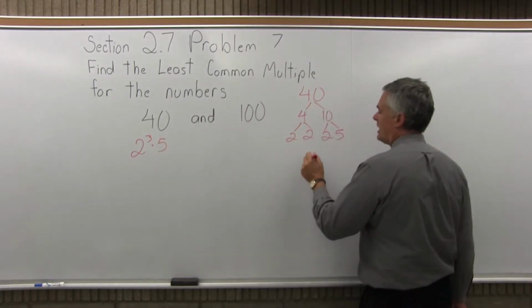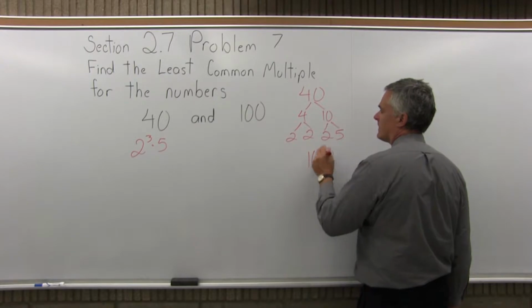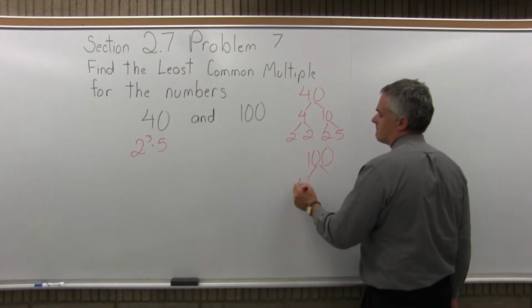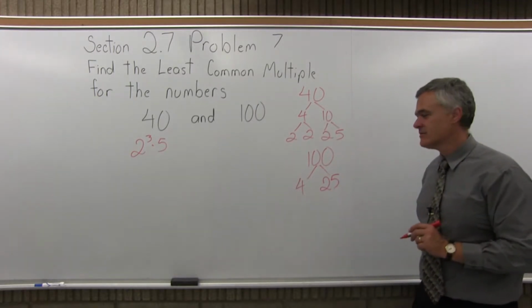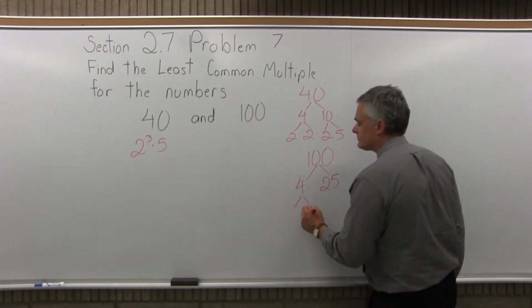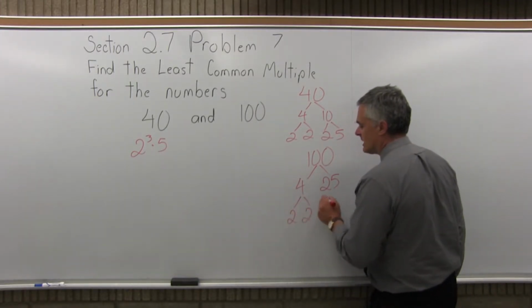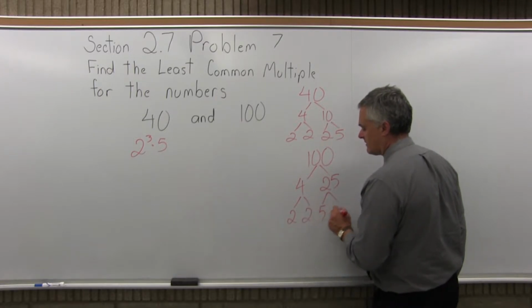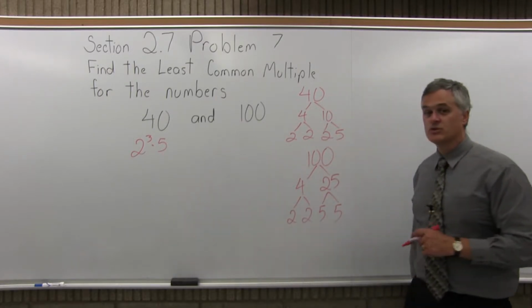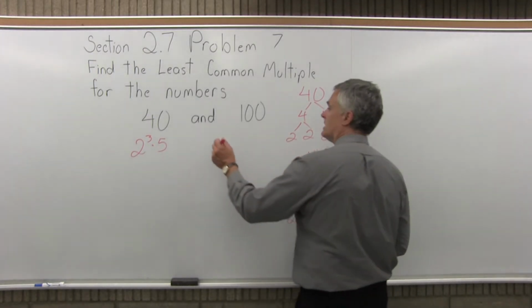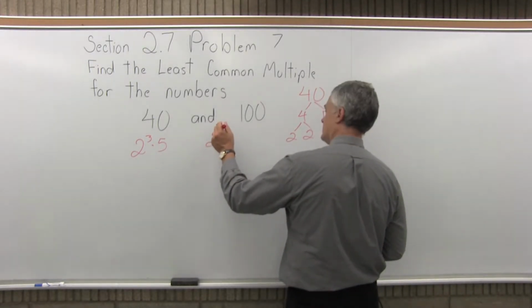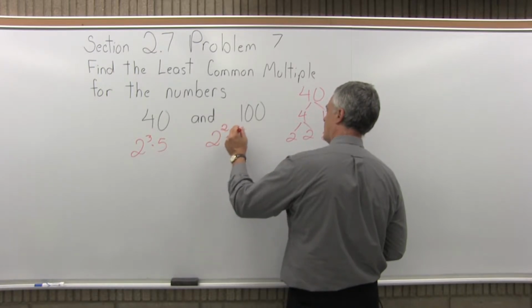And then the 100, there are many ways to start it. We can go with 4 times 25. The 4 splits into 2 times 2. The 25 splits into 5 times 5. And now those are all prime. That's as far as it can split down. So the 100 is 2 to the 2nd times 5 to the 2nd.